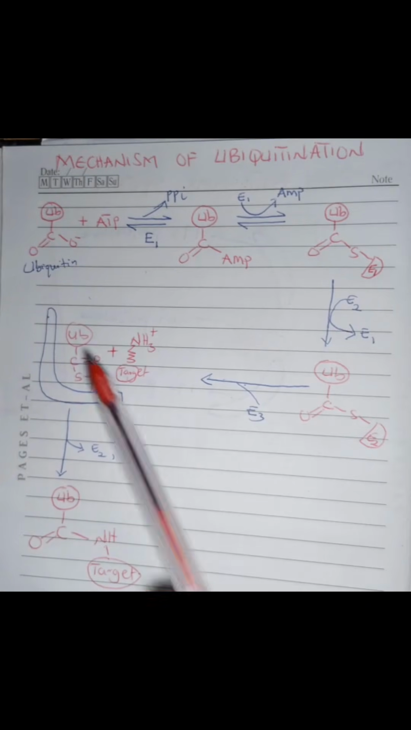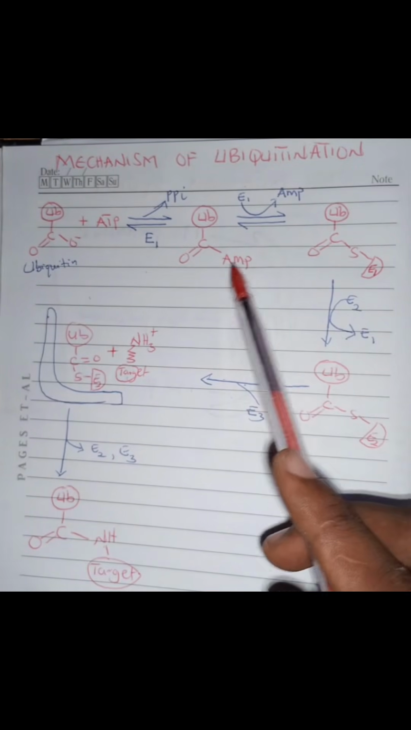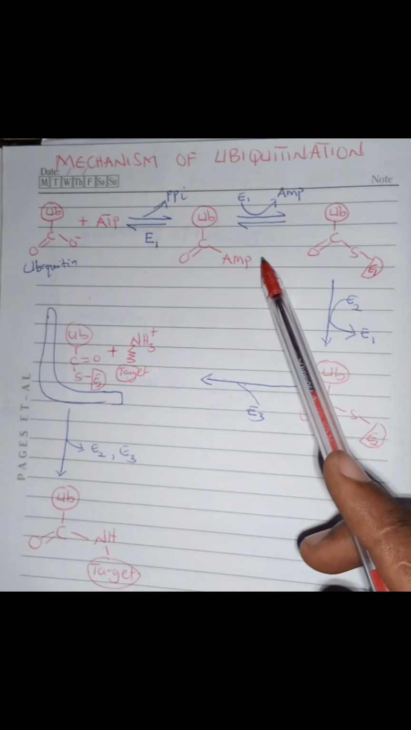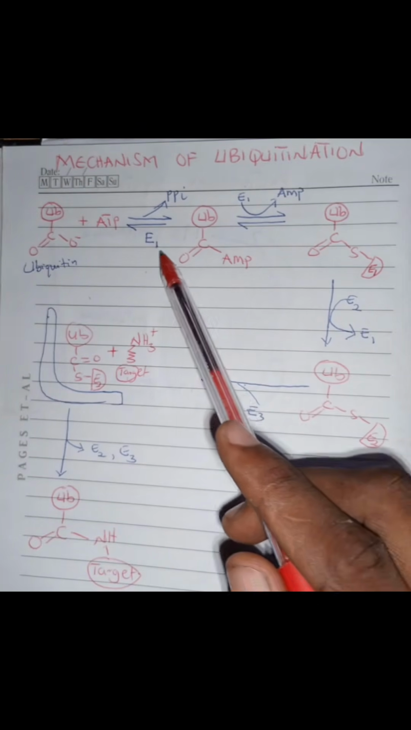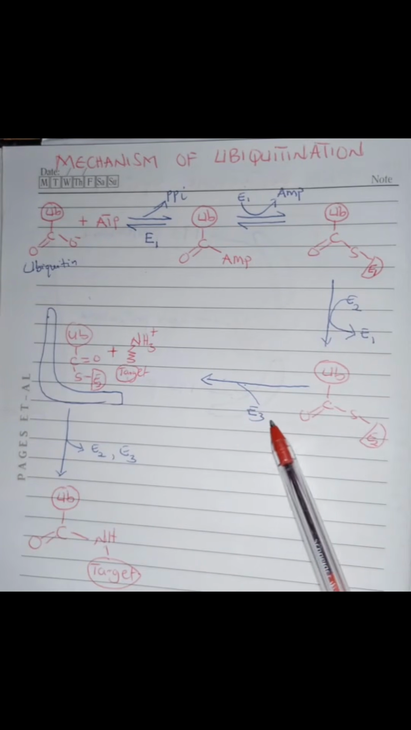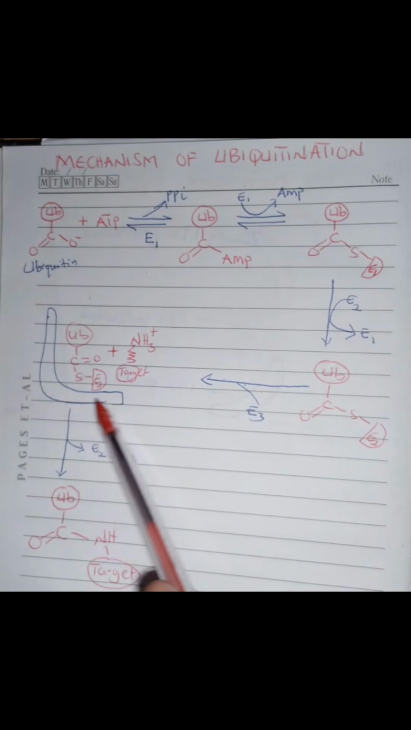So basically, these are the roles of the three enzymes involved. Ubiquitin activating enzyme activates the ubiquitin, and after the activation, E2 comes in and displaces E1. E3 now carries it to the defective protein. Then E2 and E3 go out, and we have our ubiquitination done. Ubiquitin is now attached to the target protein.